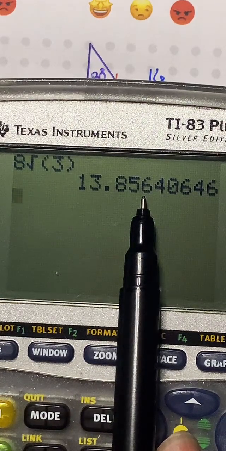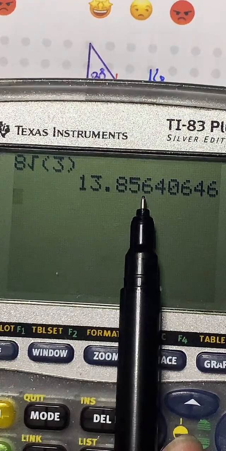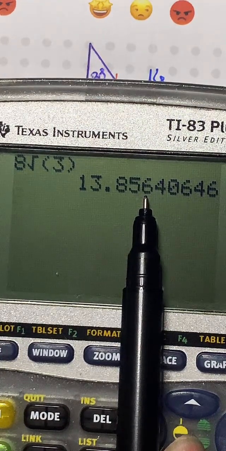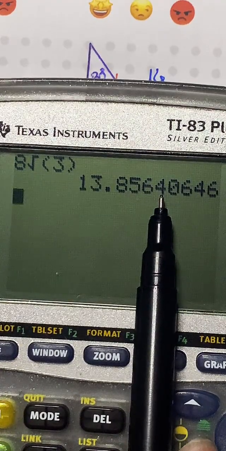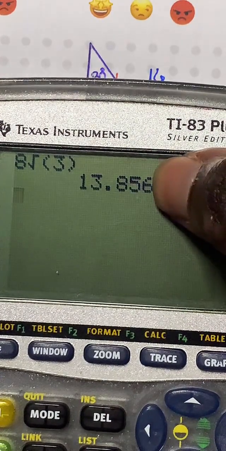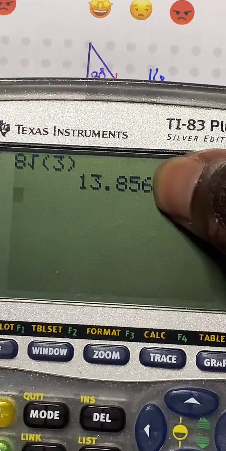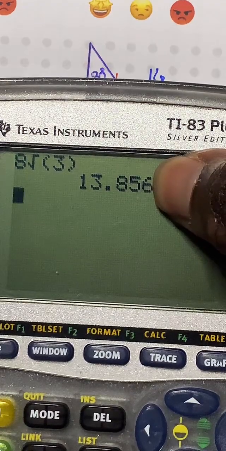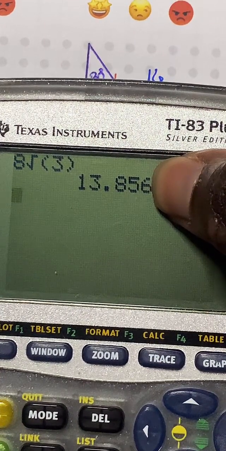So in order for me to round, I need to look at the previous number. If it's a 5 and above, we're going to give it a shove. That means we're going to add 1 to that 6. And then we're going to knock out the rest. But if it's 4 and below, we're going to leave this 6 alone. And then we're going to remove anything after the 6. So your answer rounded, if we do want that 8 square root of 3, will be 13.856 if you round it to the 1,000th position.